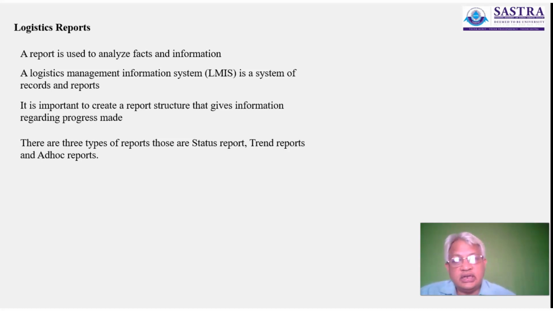The logistics management information system is software. Many companies have it embedded in their tools, and reports are constantly being fed to different levels of management. Different types of information are passed on. It is important to create a structure that gives information regarding progress made to each level, to their levels of power, accountability and authority. Based on that, there are three types of reports: a status report, a trend report and an ad hoc report.